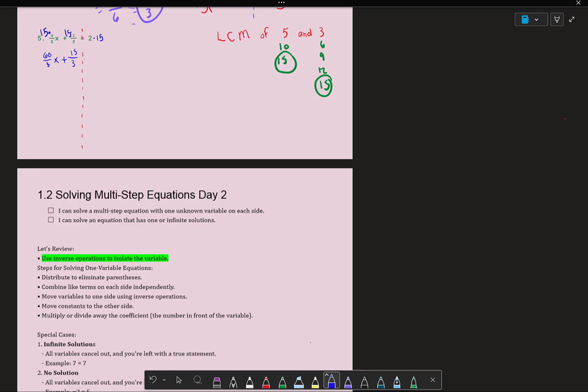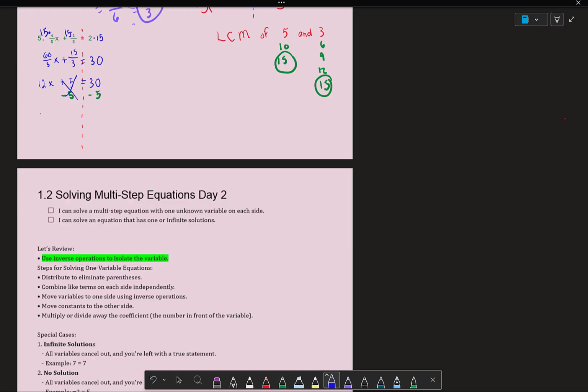And now what happens, 60 divided by 5 is just 12, so we get 12x. 15 divided by 3 is 5. And now, two-step equation. We're going to subtract 5 from both sides, inverse operations. These cancel, and that leaves us with 12x equals 25.